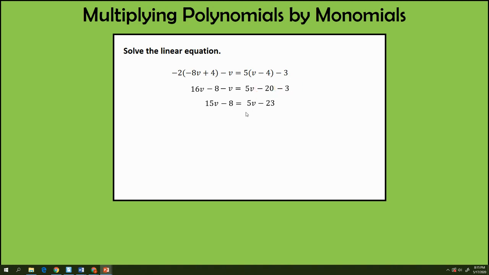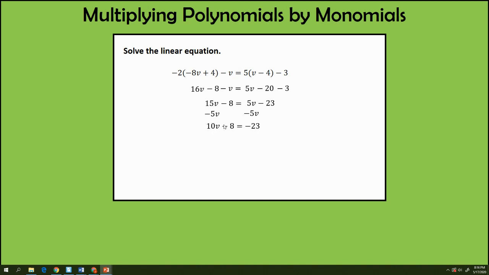So what we're going to do is I'm going to subtract a 5v from both sides. When I subtract a 5v from 5v, that's 0. That's why we did it. And then 15v minus 5v, that'll give us 10v minus 8 equals negative 23. This became a 0. I was left with negative 23. So now I only have one variable term.